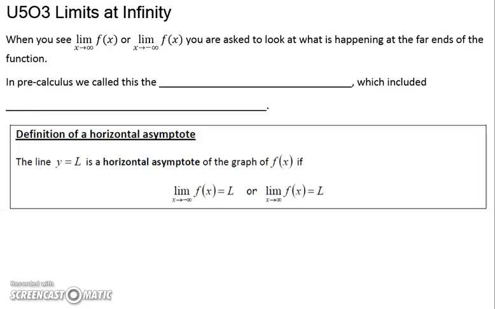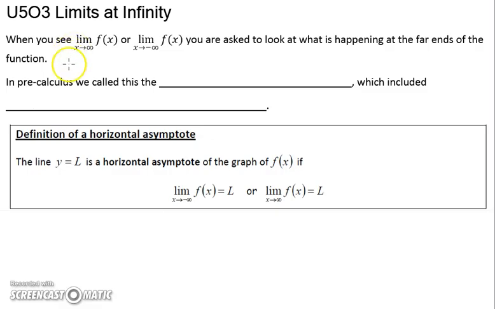Alright, in this video we're going to talk about Unit 5, Objective 3, Limits at Infinity. So when you see the limit as x approaches infinity of f of x, or the limit as x approaches negative infinity of f of x, we're asked to look at what's happening at the far ends of the function. And that should make sense, because if x approaches infinity, that means we're going way over in this direction over here. And if x is negative infinity, we're going way over here. And we're asked to find what y value, right? That's the limit. What y value are we getting close to as we get way over to the right or way over to the left? So that's what this thing means.